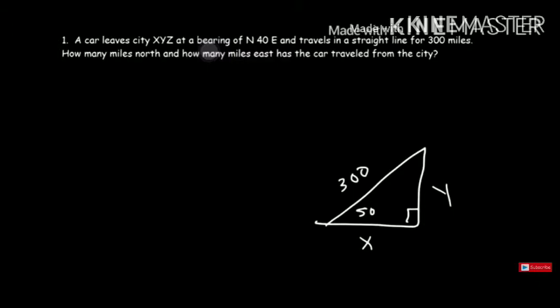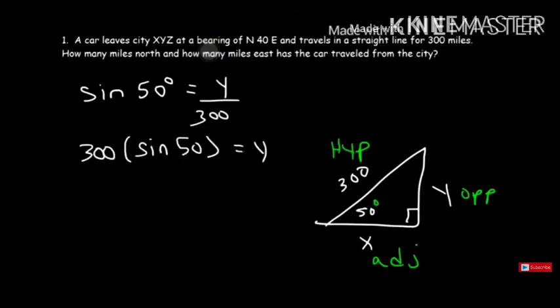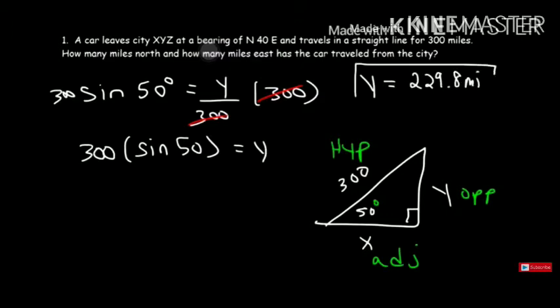So what function should we use to find y? We have the hypotenuse, and y is the opposite side relative to the angle 50. X is the adjacent side. So to find y, we need to use sine. Sine of 50 degrees is equal to the opposite side y divided by the hypotenuse. So 300 times sine 50 is equal to y. We got to multiply both sides by 300 to isolate y. So now let's multiply those two values, 300 sine 50. So y is equal to about 229.8 miles. So that's how far north the car traveled relative to city XYZ.